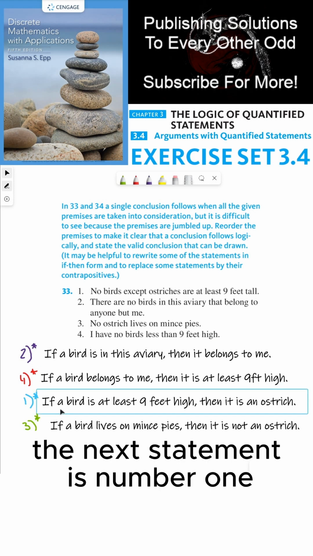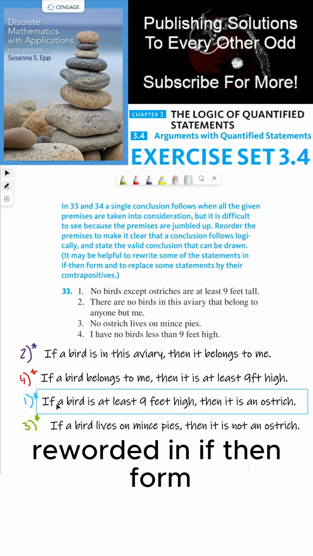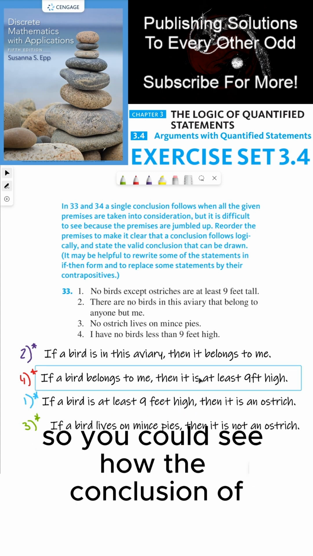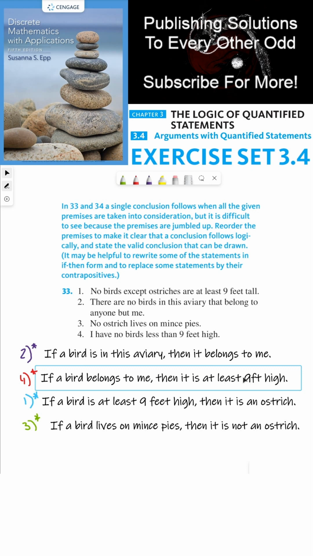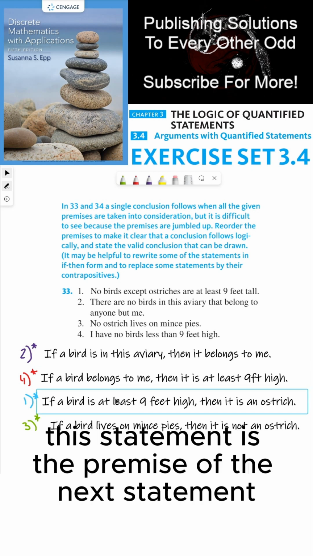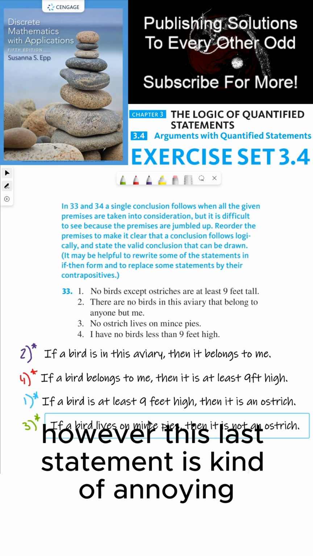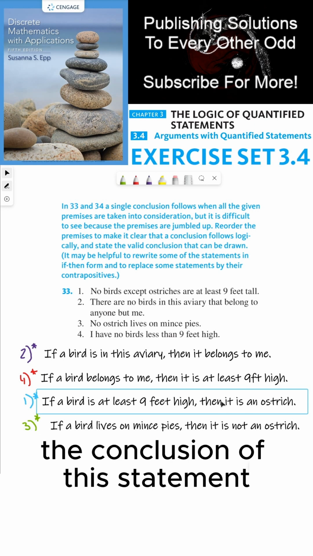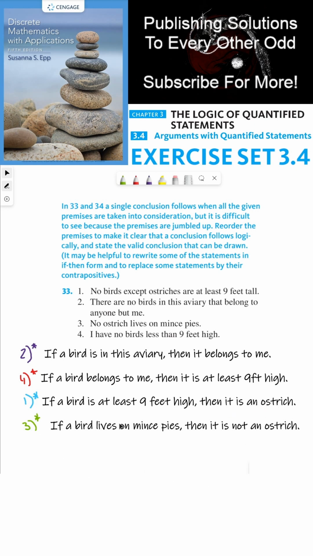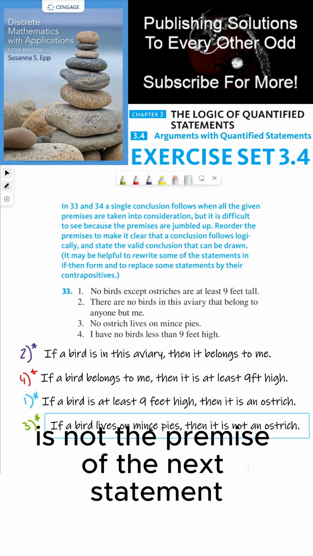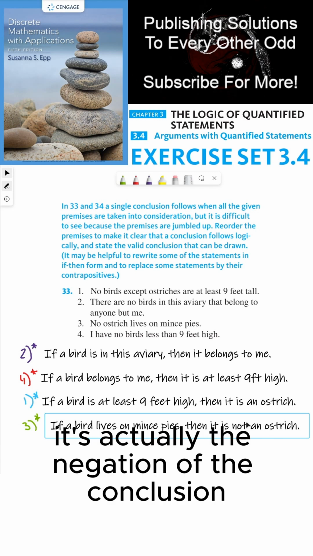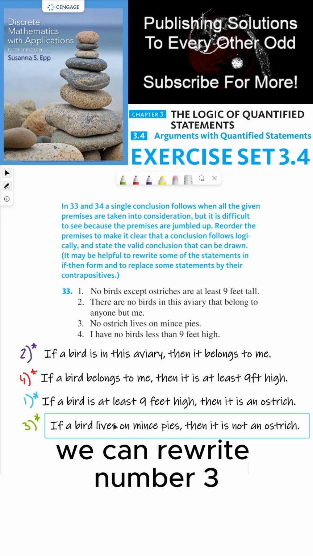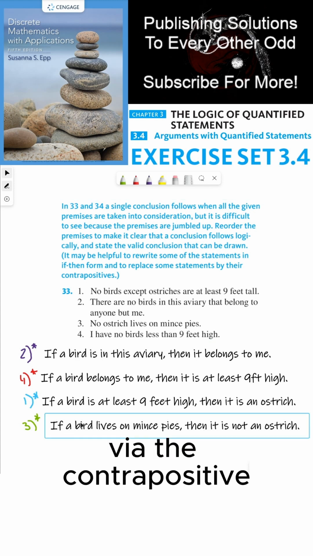The next statement is number 1 reworded in if-then form, which is if a bird is at least 9 feet high, then it is an ostrich. So you can see how the conclusion of this statement is the premise of the next statement. However, this last statement is kind of annoying. You can see how the conclusion of this statement, then it is an ostrich, is not the premise of the next statement. It's actually the negation of the conclusion. And because of that, we can rewrite number 3 via the contrapositive.